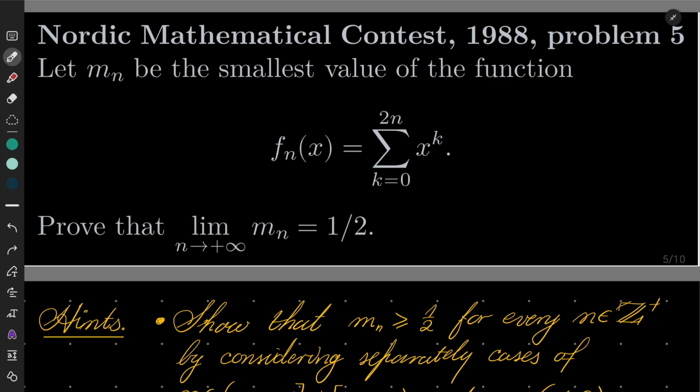Hello friends, in this video I'd like to solve the following problem from the Nordic Mathematical Contest 1988, problem number 5. Let m sub n be the smallest value of the following function, f sub n of x equals the sum which goes from k equals 0 to 2n of x to the power of k. We wish to prove that the limit of m sub n equals 1/2.